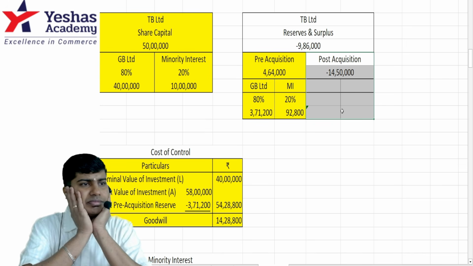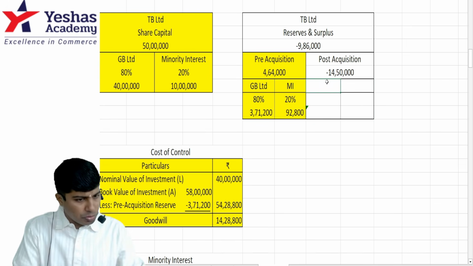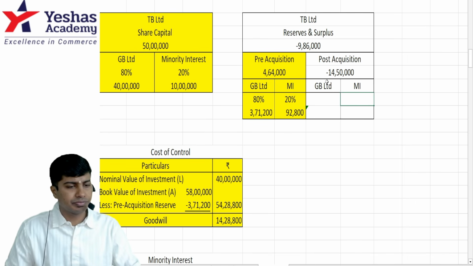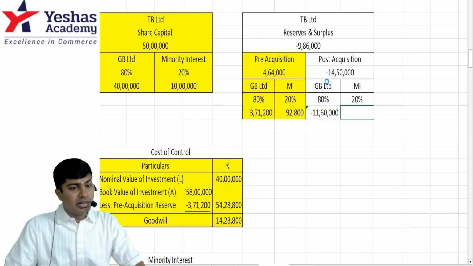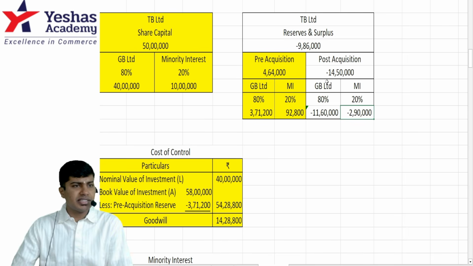14 lakh 50 is the post-acquisition reserve. Shall we split this between holding and minority? Help me with 80-20. 11,60,000 minus 2,90,000 also minus. So minority interest, there will be something new.